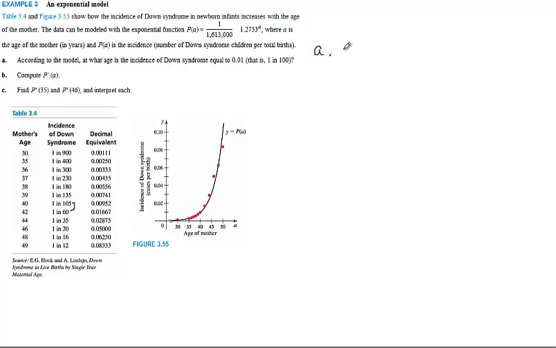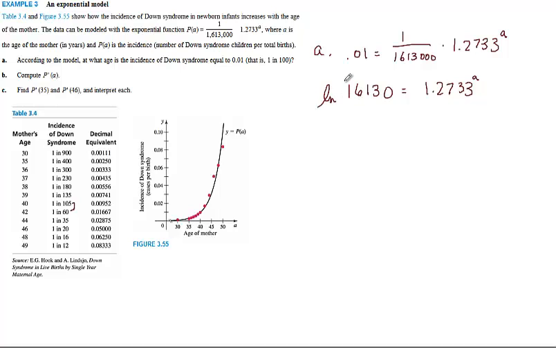A, there, 0.01 equals 1 over 1613000 times 1.2733 raised to the a, and a is what I'm looking for. This is just a straight algebra problem. Move this to the other side, take the natural log of both sides to get the a out of that exponent, and then I will just crunch the numbers. Alright, just multiply both sides by that. I'm going to take the natural log of both sides.